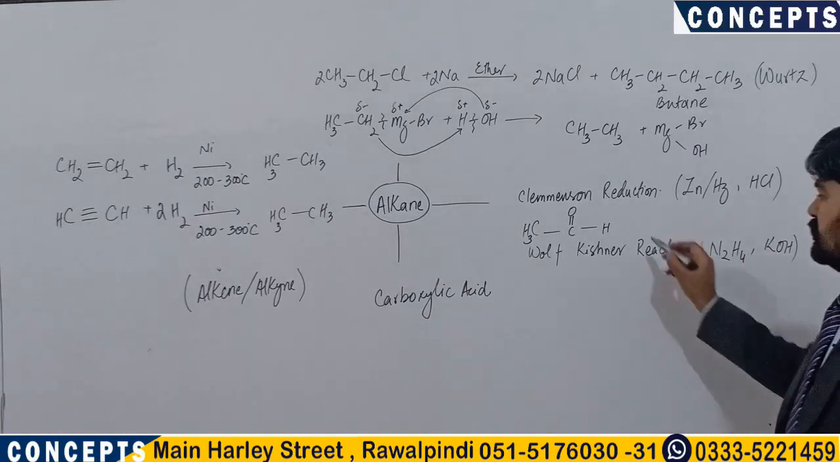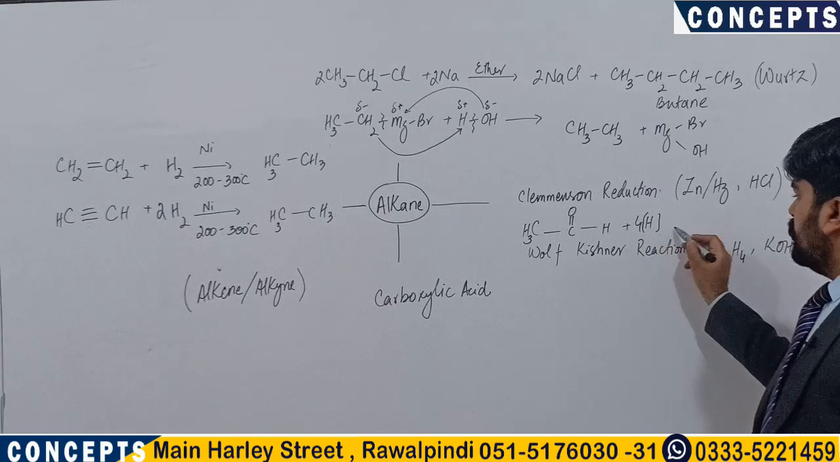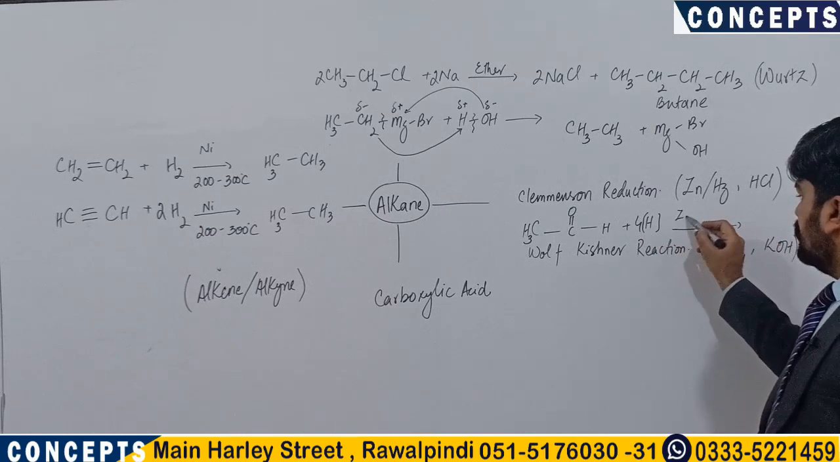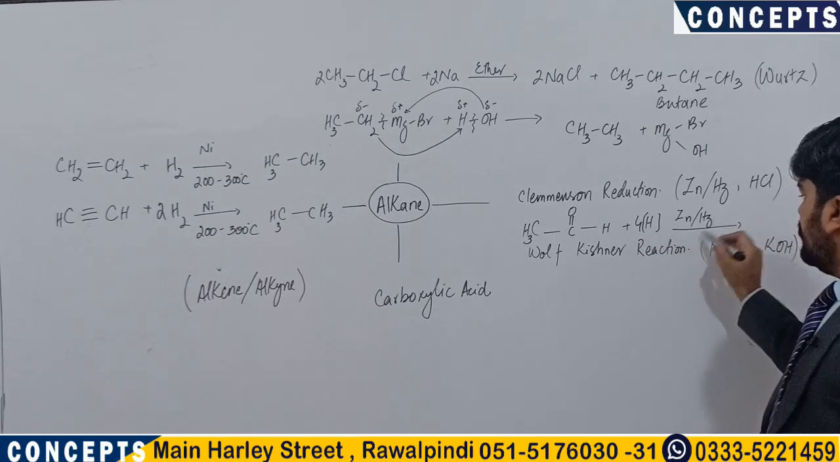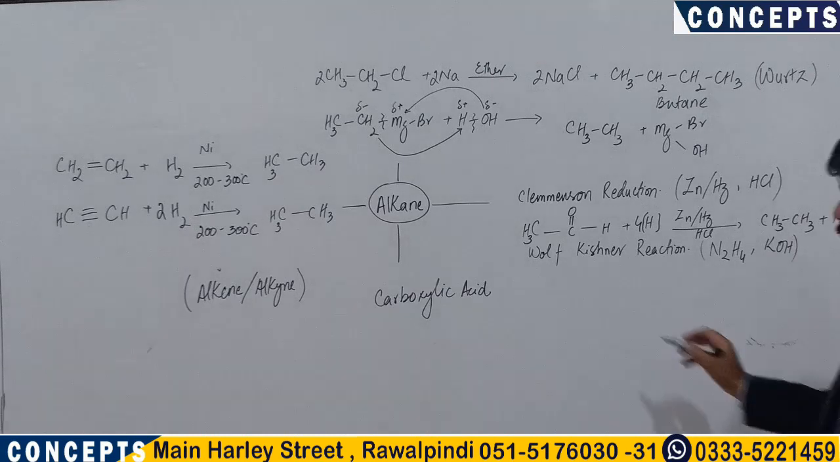acetaldehyde as the reactant. It requires 4 nascent hydrogen. These hydrogens come from amalgam and HCl. As a result, we get ethane along with water as a byproduct.